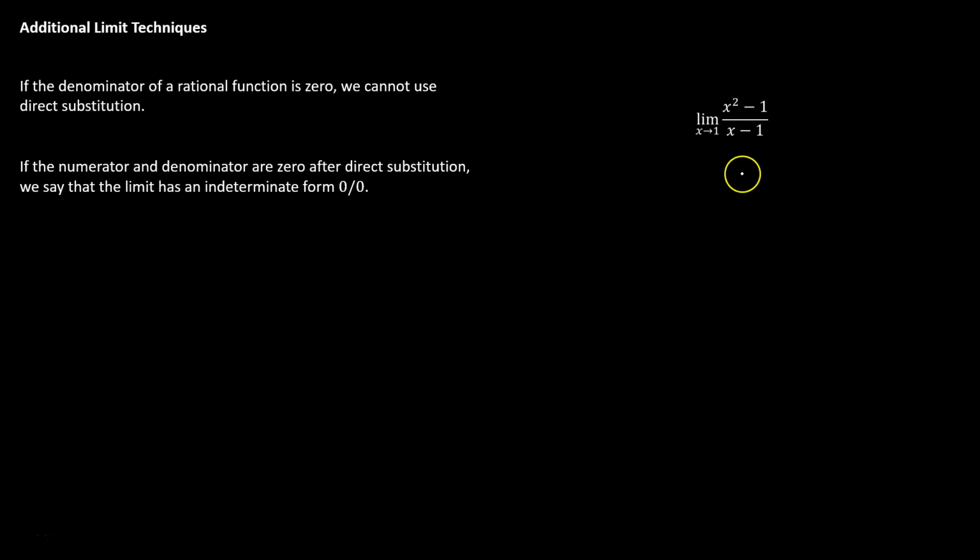And if I try to do direct substitution where x is approaching 1, I would have 1 squared minus 1 on top, and I'd have 1 minus 1 on bottom. That would look like 0 divided by 0, and that is not good. That should make you want to cry. So this is what we call an indeterminate form, 0 over 0. And you should always check to see if you have an indeterminate form.